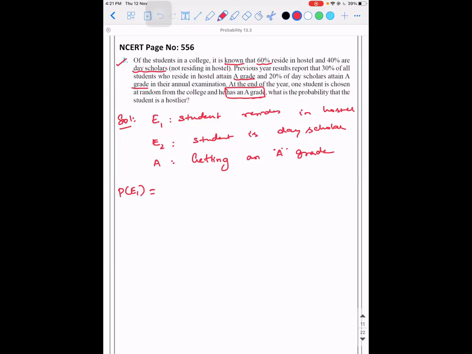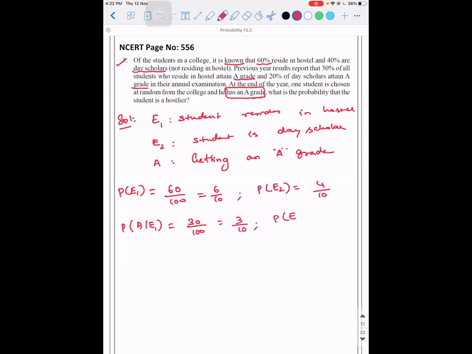60 by 100. So 60%. Every 6 students out of 10 stay in hostel and every 4 out of 10 stay outside. They reside as day scholars. What is the probability of A given E1? What is the probability that the person has scored A grade, known that he is from hostel? 30 by 100. So it is 3 by 10.